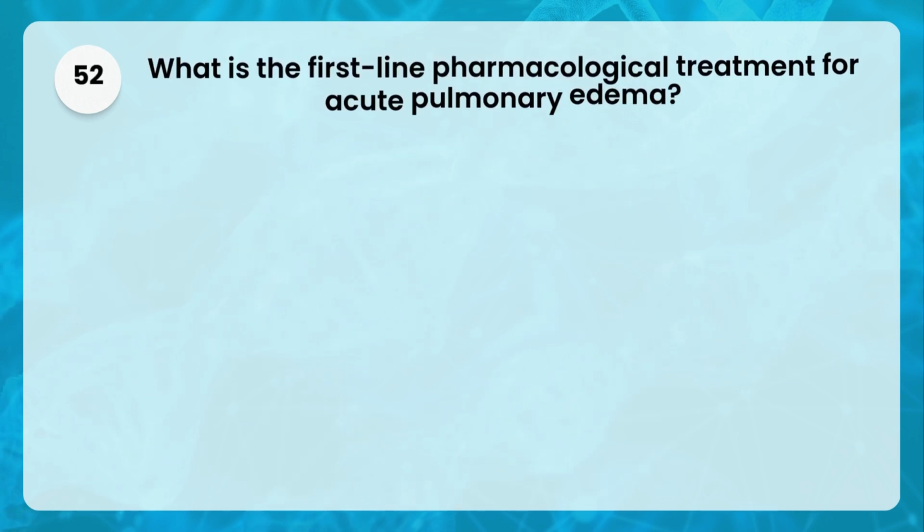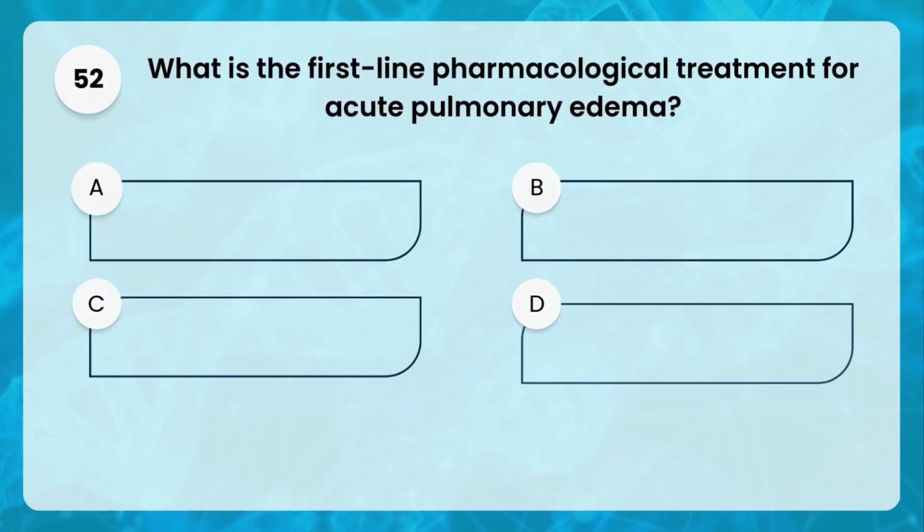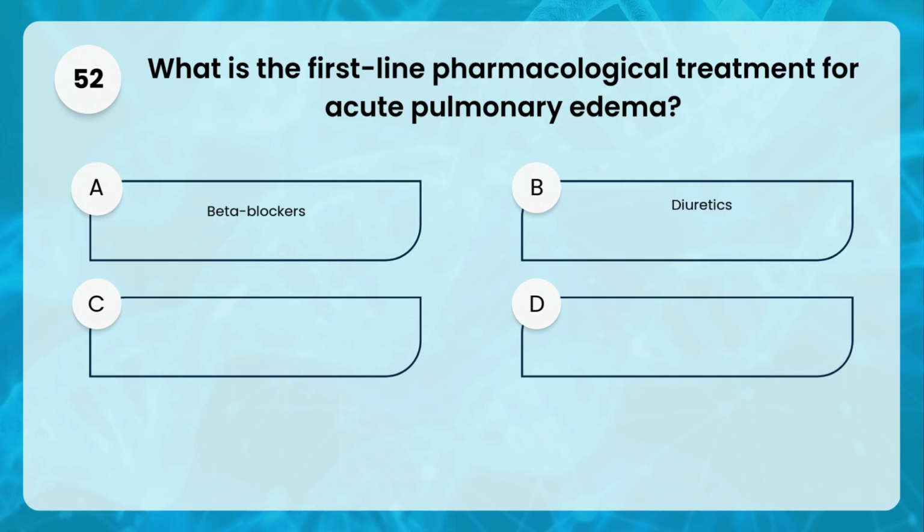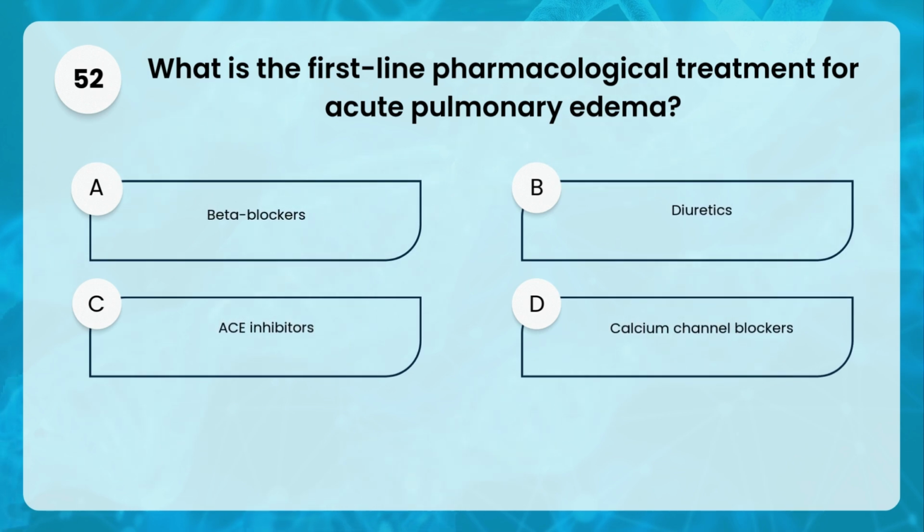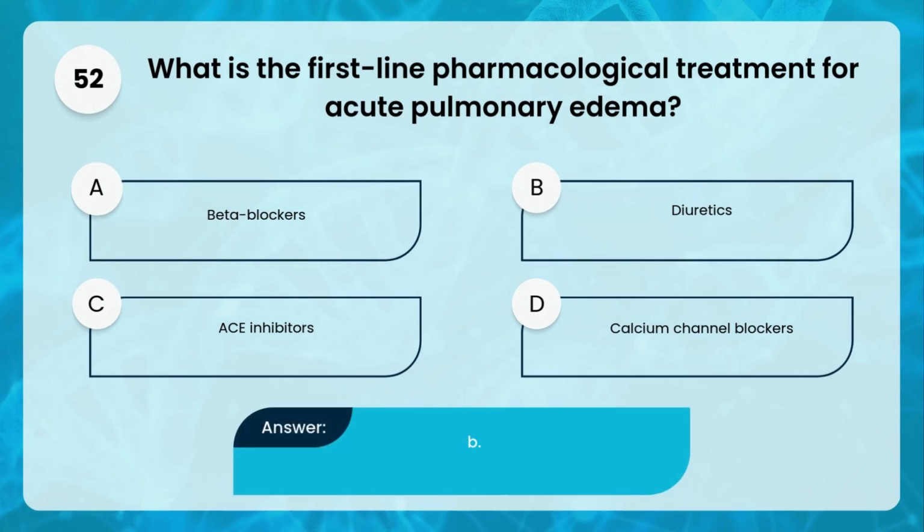52. What is the first-line pharmacological treatment for acute pulmonary edema? A. Beta blockers, B. Diuretics, C. ACE inhibitors, or D. Calcium channel blockers? The answer is B. Diuretics.